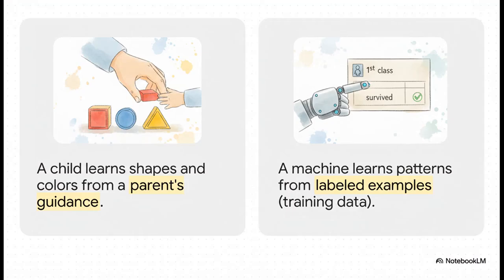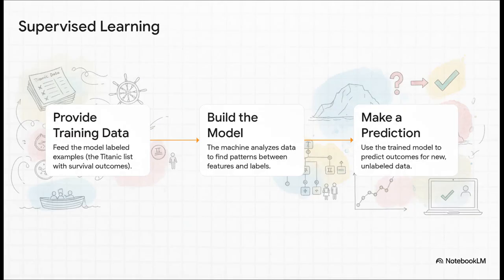And honestly, the best way to think about this is to imagine teaching a child. You don't just give a kid a bunch of blocks and hope for the best, right? No, you show them examples. You say, this is a red square, this is a blue circle. You give them the answer. A machine learns in almost the exact same way, by studying thousands of examples where we've already given it the correct outcome. So the whole thing really boils down to this simple 3-step process.